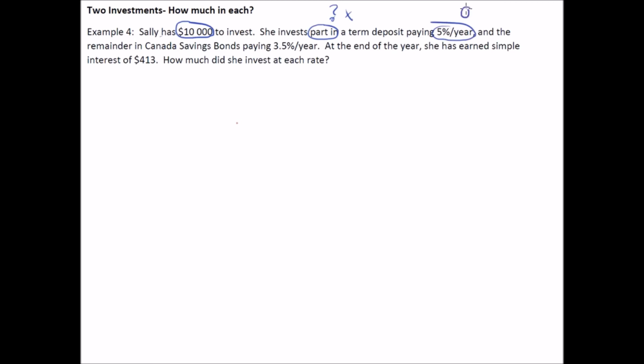Okay, 5%, we know that we have to convert that into a decimal. And the remainder she puts into a Canada Savings Bond at 3% a year. And again, we have to turn that into a decimal. Okay, so what we're doing in this situation is we're talking about 2 different investments. So X is going to be the amount of money in the 5% investment.